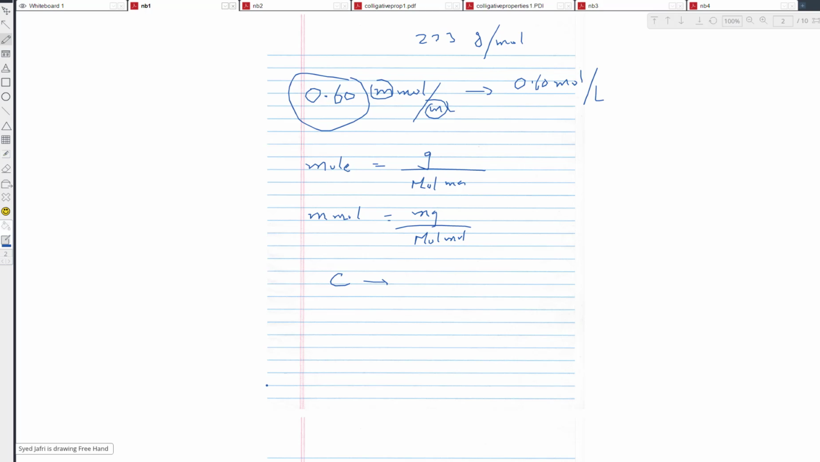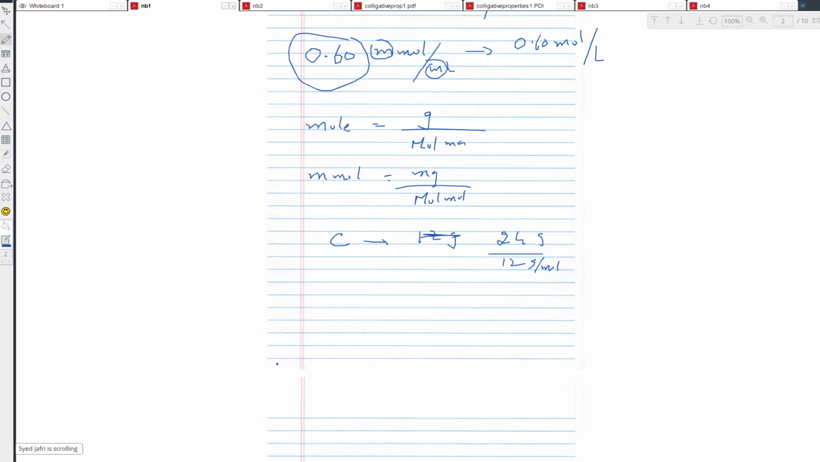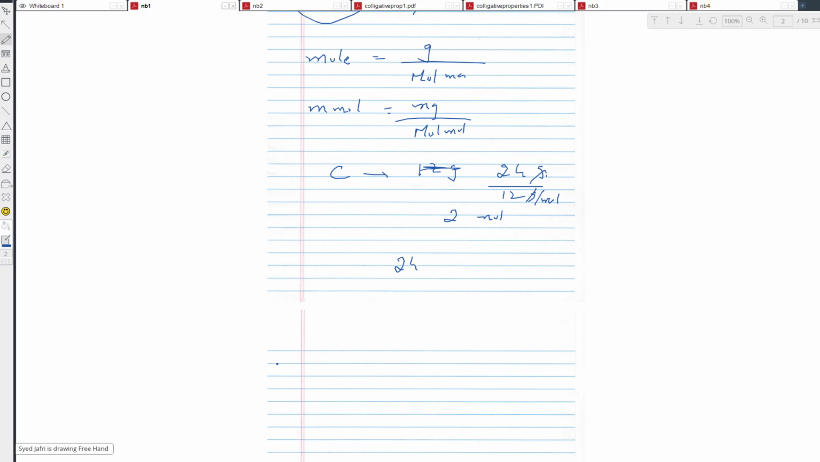If you take 24 gram carbon and the atomic mass is 12 grams per mole, what will you get? You will get 2. Gram will cancel, mole will go up, you will get 2 mole. Am I right? Instead of this, if I am taking 24 milligram dividing by 12 gram per mole, how are you going to convert this milligram into gram? By putting 10 to the power minus 3. Am I right?